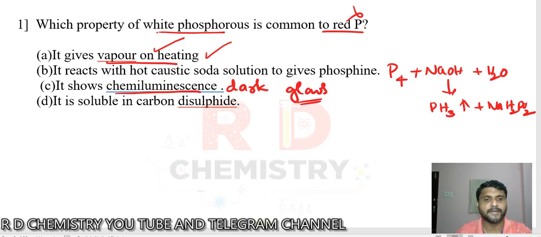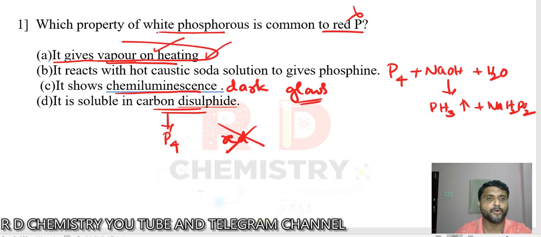It is soluble in carbon disulfide. Only white phosphorus P4 is soluble, and red phosphorus is insoluble in carbon disulfide. Therefore, only one option matches both white and red phosphorus. Answer is option number A.